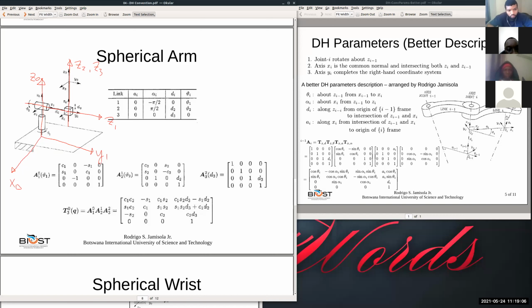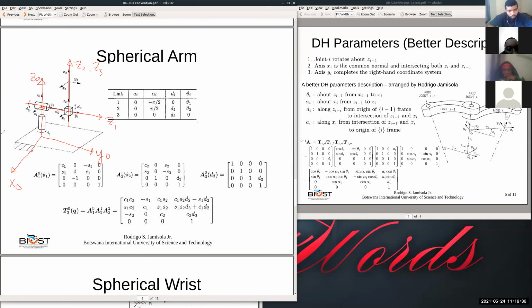It's fine. So now we need to know where is your Z1. Okay, X0, Y0, and Z0, and that is the right-hand rule. Now this is your Z1, so we need to define where is your X1. X1 has to be perpendicular to Z1 and intersecting. So this direction is possible.